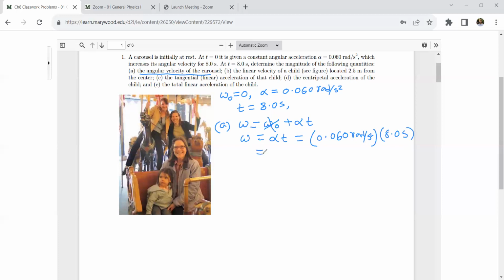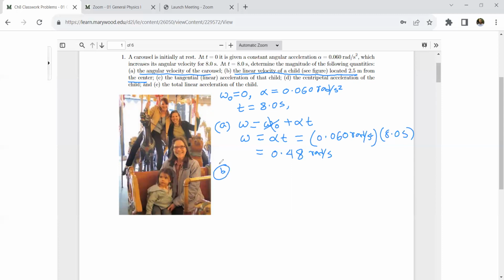So the omega at 8 seconds is equal to 0.48 rad per second. So A, the angular velocity of the carousel at 8 seconds, is 0.48 rad per second. Now we have to calculate the linear velocity of the child who is at 2.5 meters from the center. Center means the axis of rotation.